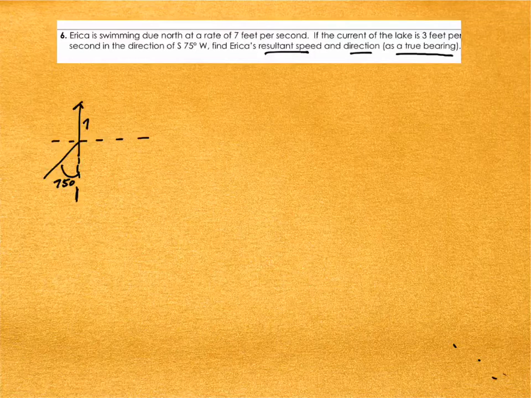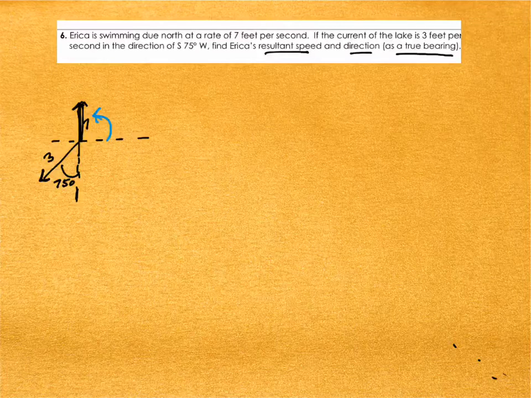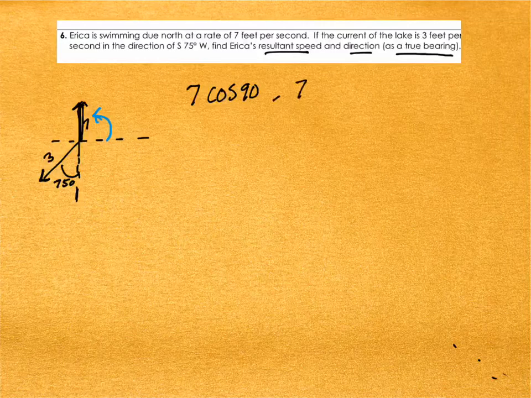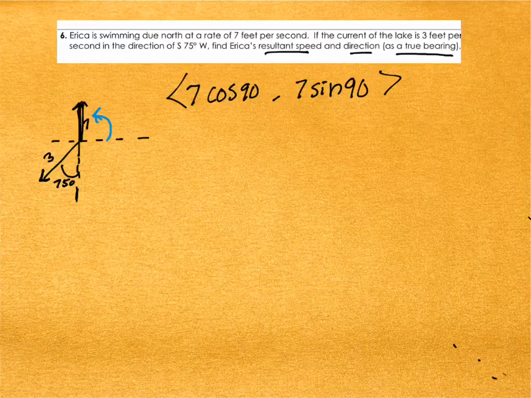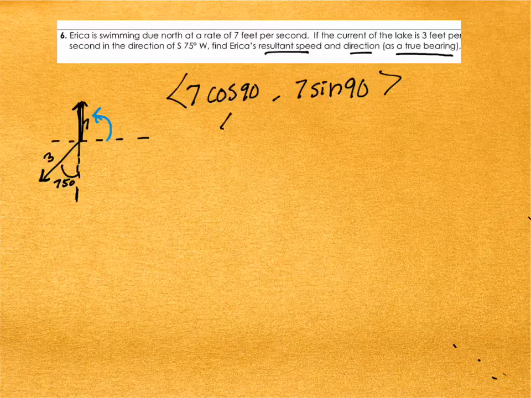Okay, we can do this. So there's our vector, 7, and then 3 feet per second. So this is the current vector. And so let's get our angles. The first one would be 90 degrees. So we would have 7 cosine 90, 7 sine 90, and that would simplify to, what's the cosine of 90 degrees? 0. So that's actually 0 and 7.